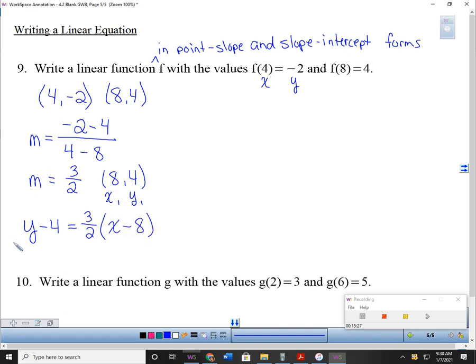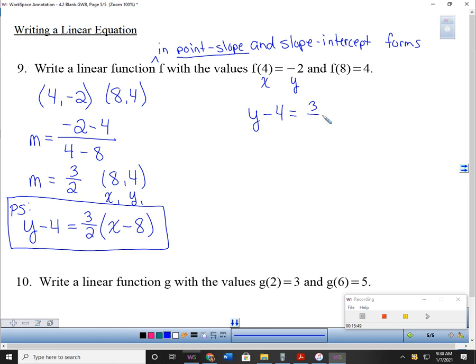So this is point slope form, right? I asked for point slope. So this is point slope form. So if you want to, on your homework, you're going to want to label that. You can put PS if you want to for point slope form. So that's one part of your answer, right? I'm going to do the other part on this side.